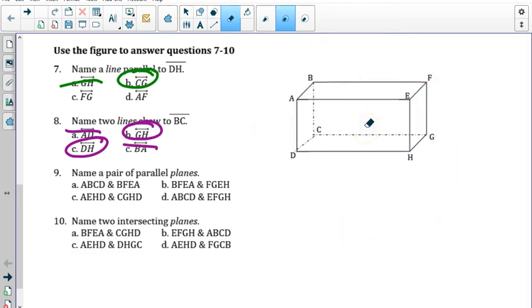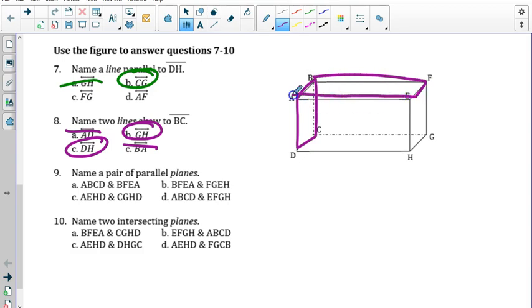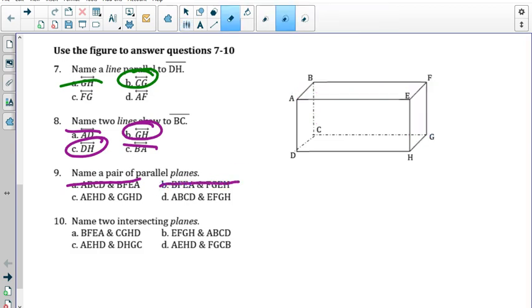Name a pair of parallel planes. So ABCD, left side, and BFEA. BFEA. Nope, those are intersecting. BFEA, which is the top, and FGEH. FGEH. Again, intersecting.